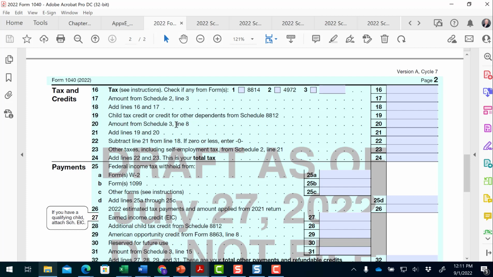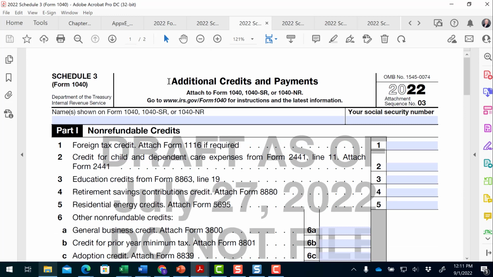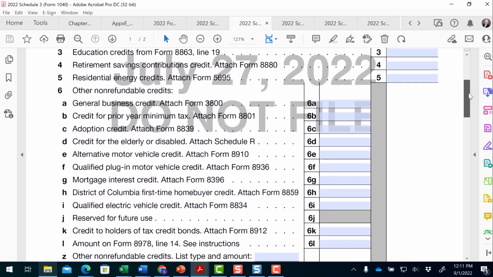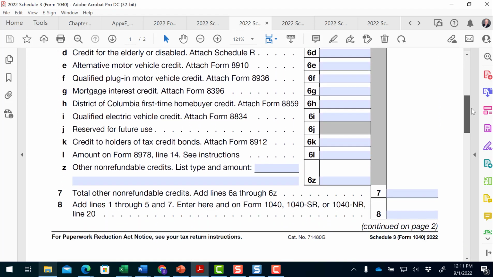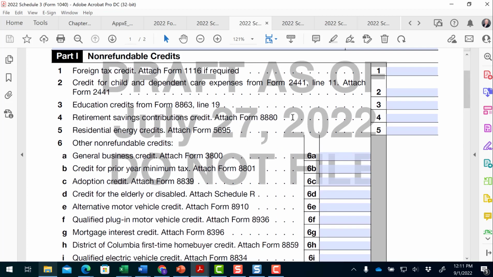Then an amount from Schedule 3, line 8. So we have to determine what's on Schedule 3, right? That's additional credits and payments. So one of these we have discussed. That's the credit for excess FICA tax. At least I'm pretty sure that's on here somewhere. Let's see if I can find it. Maybe I'm wrong.